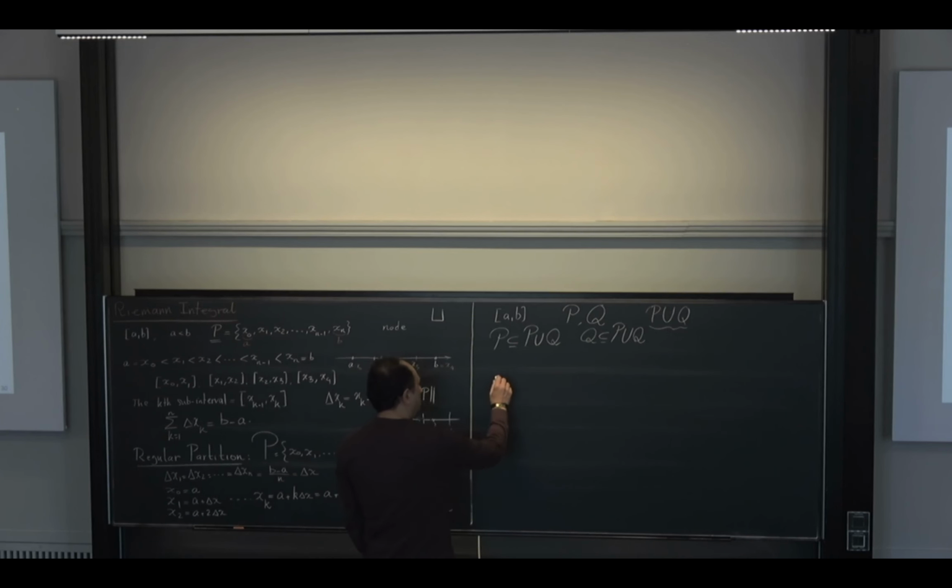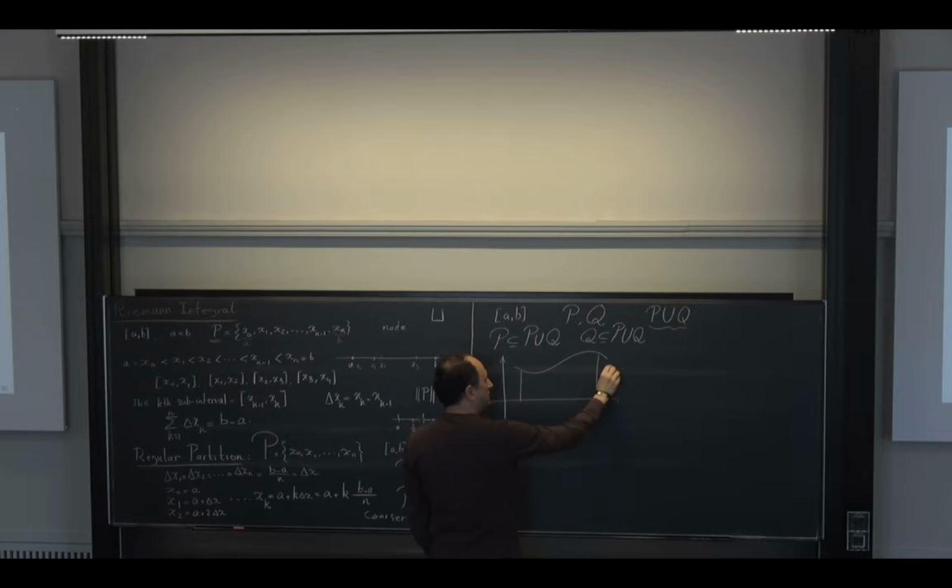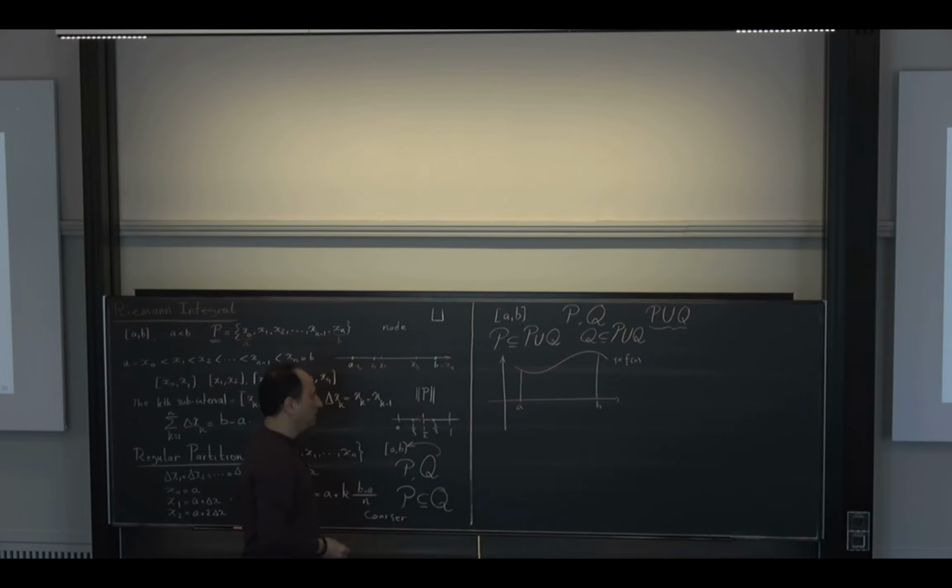So the idea is, if you remember from your calculus course, if you were supposed to find the area below this function, let me call this function y equals f of x, and this one is a and this one is b. Do you remember the idea was to chop this interval into equal pieces, regular partitions?